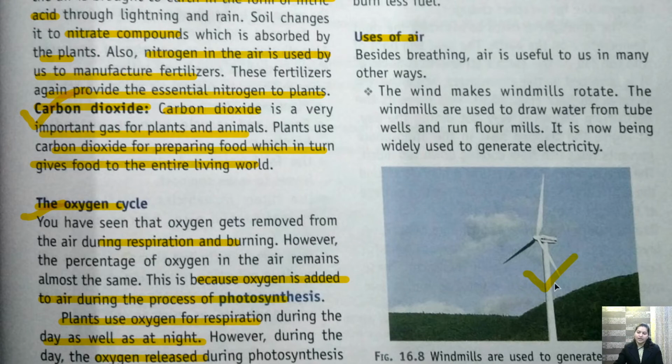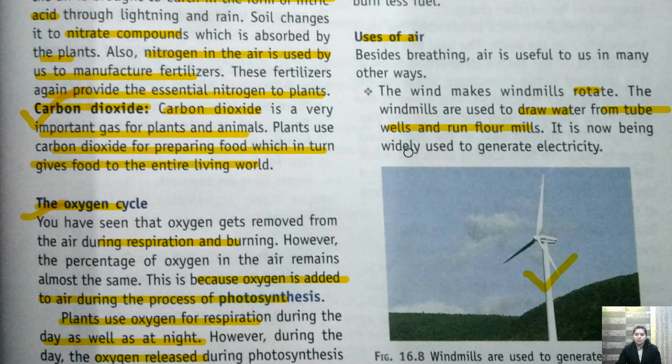Okay? In the same way, there is a windmill. So with the flow of air, with the breeze of the air, this windmill rotates. Okay, they rotate. And when they rotate, they are connected with the motor. They are further connected with the motor. So windmills are used to draw water from tube wells and run floor mills. So basically windmills are used in the process of drawing water.